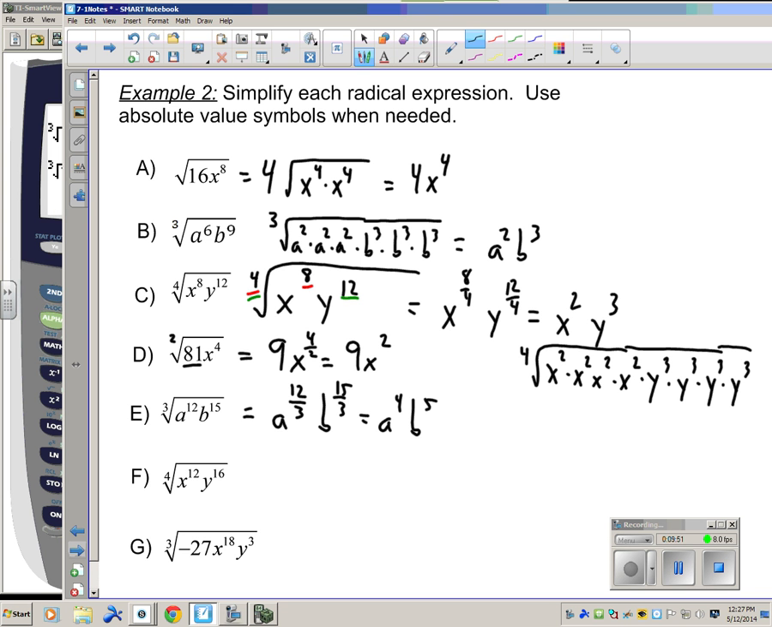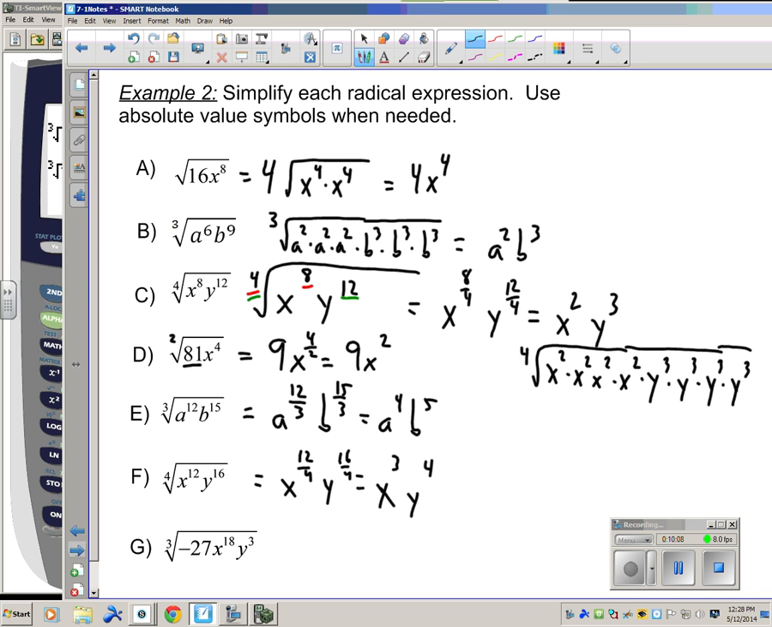All right, and then letter F there, similarly, I get x to the 12th, fourth root, y to the 16th, fourth root, so I get x to the third, and y to the fourth. X to the third, y to the fourth.